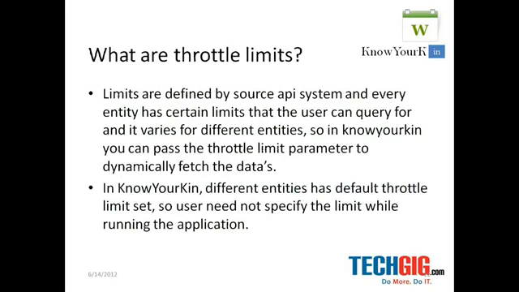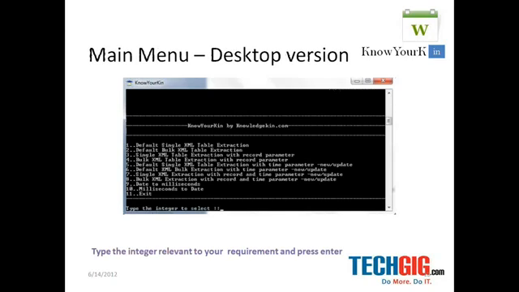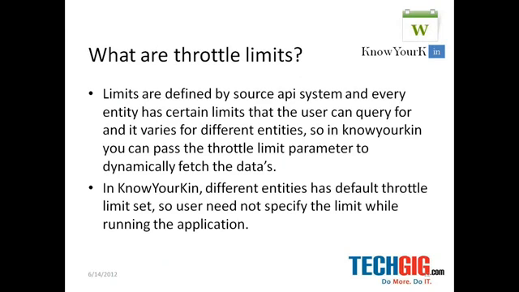After this I want to show you some console for these applications. The throttle limit is a limit defined by the source API system. In our case, LinkedIn is our source API system, and every entity has certain limits that the user can query for. It varies for different entities.